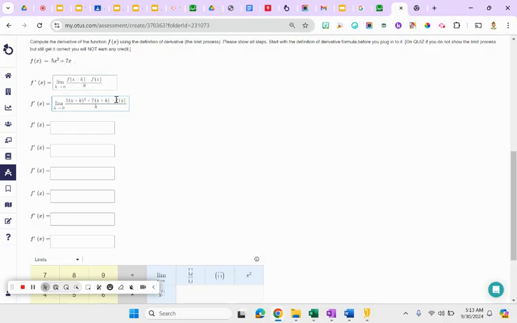Now I've got to do the function the way it looks. So I am going to draw a big parentheses. I'm going to type this function in: 5x squared plus 7x. Close my parentheses.